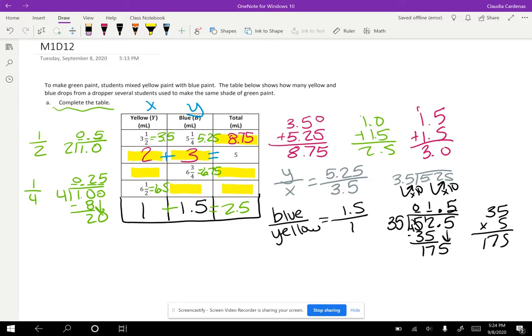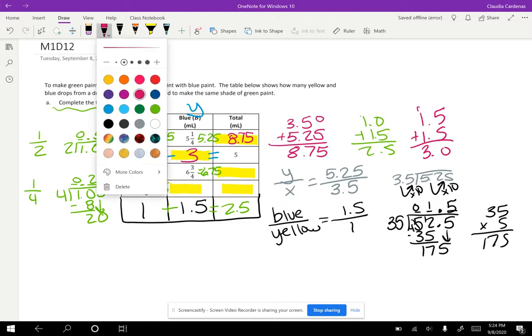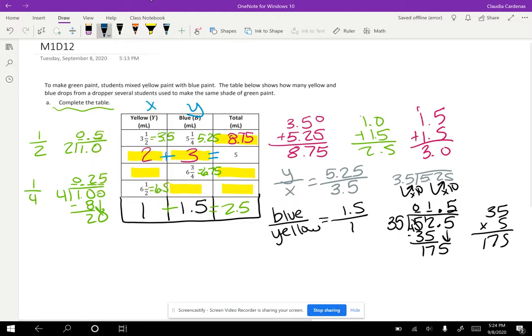Okay, so now looking at the third row, I know that we only have the blue paint given, which is a total of 6.75 milliliters. So how can I find the amount of yellow paint? Well, I know that in order to go from the yellow to the blue, I multiply with 1.5. So let me add that. So going this direction is multiplying by our constant multiplier of 1.5.